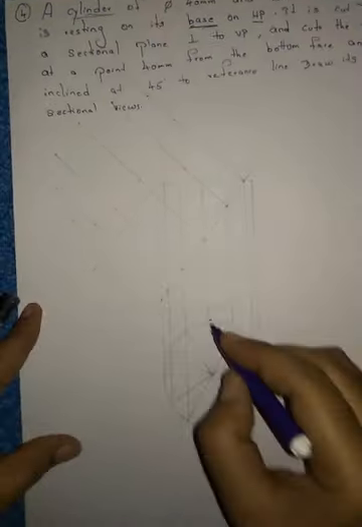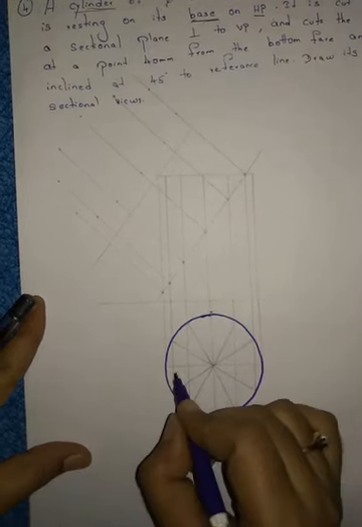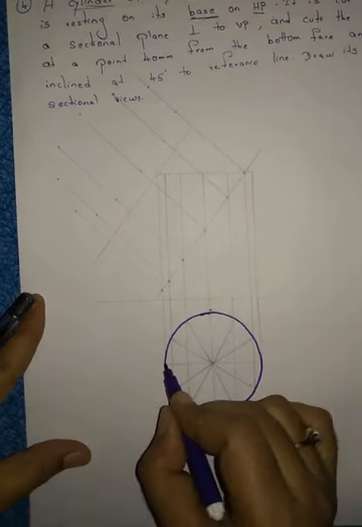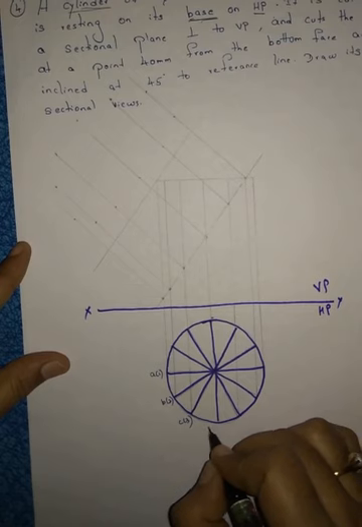So draw the cylinder here. Divide this cylinder into 12 equal parts. Right? Leave 5 mm gap. Draw the reference line. Name it as XY, vertical plane, horizontal plane. Right? So what is the question? You have to draw the cylinder on HP. I am drawing a cylinder on HP. I am giving numbers as A of 1, B of 2, C of 3 and so on like this.